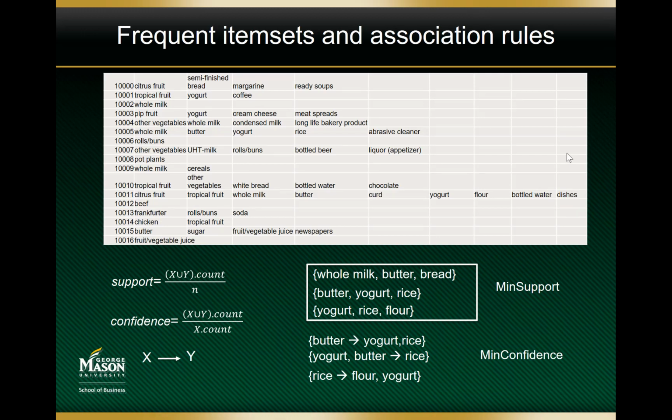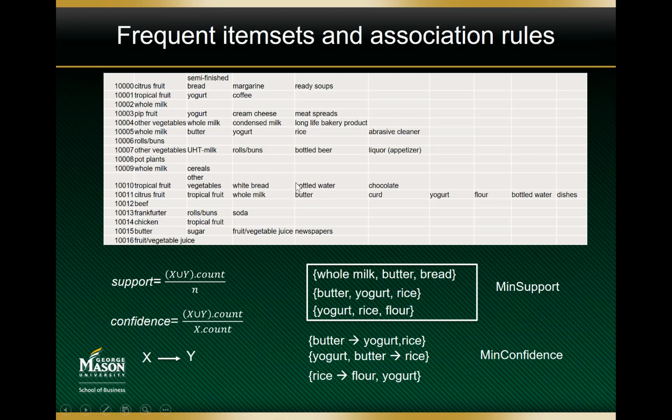Our data set consists of about 10,000 baskets or 10,000 transactions. And for each transaction, we have a list of the items that were bought. For example, in the second transaction, the customer bought tropical fruit, yogurt, and coffee.